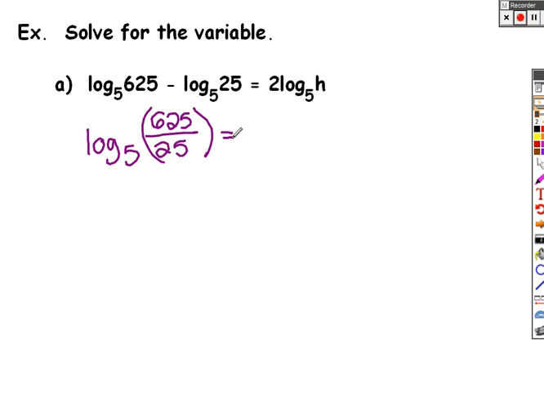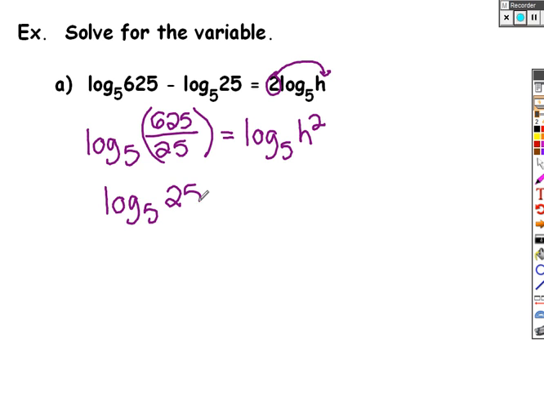And then on the right side, I actually have that power property where I can bring this 2 up and throw that on the exponent of the argument. So this is the same as log base 5 of h squared. 625 divided by 25, that would actually be 25. So if I divide this out, I get 25. On the right side, I still have log base 5 of h squared.